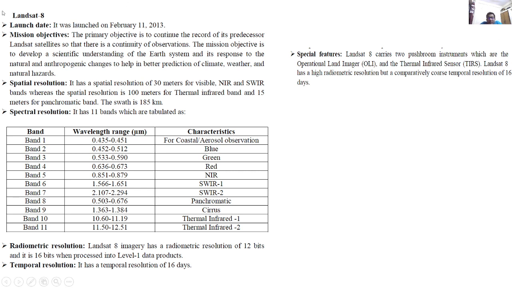I wanted to discuss Landsat 8, by the way, which is the latest in this series. I think Landsat 9 has also been launched, but I'm not well aware of it. Anyways, Landsat 8 was launched in 2013, and I already discussed the spectral resolution. The spatial resolution is 30 meters, very fine. The radiometric resolution is 12 bits, and 16 bits when they process level 1 data products. Temporal resolution is 16 days. We discussed it in one question already.